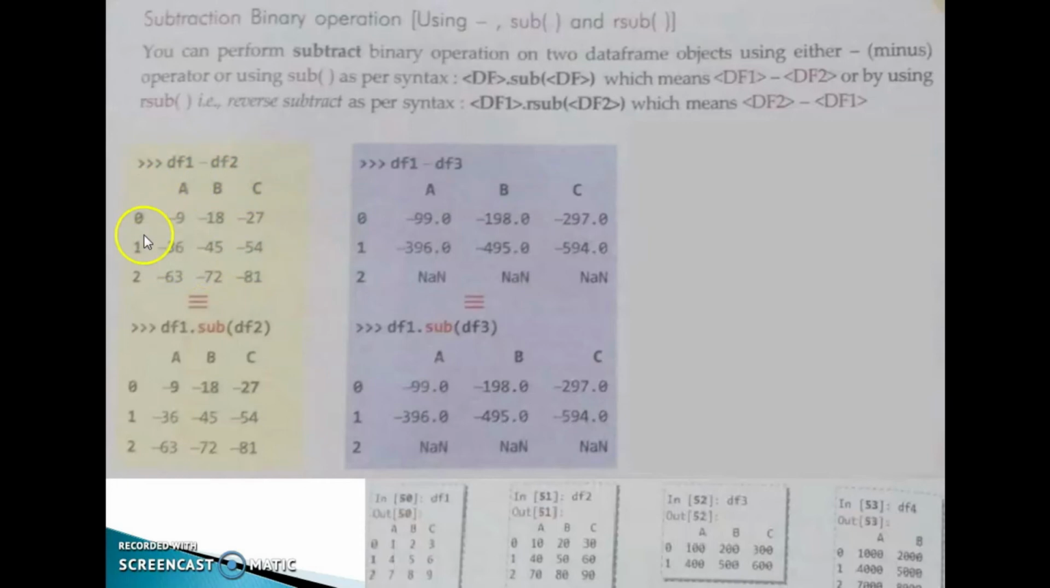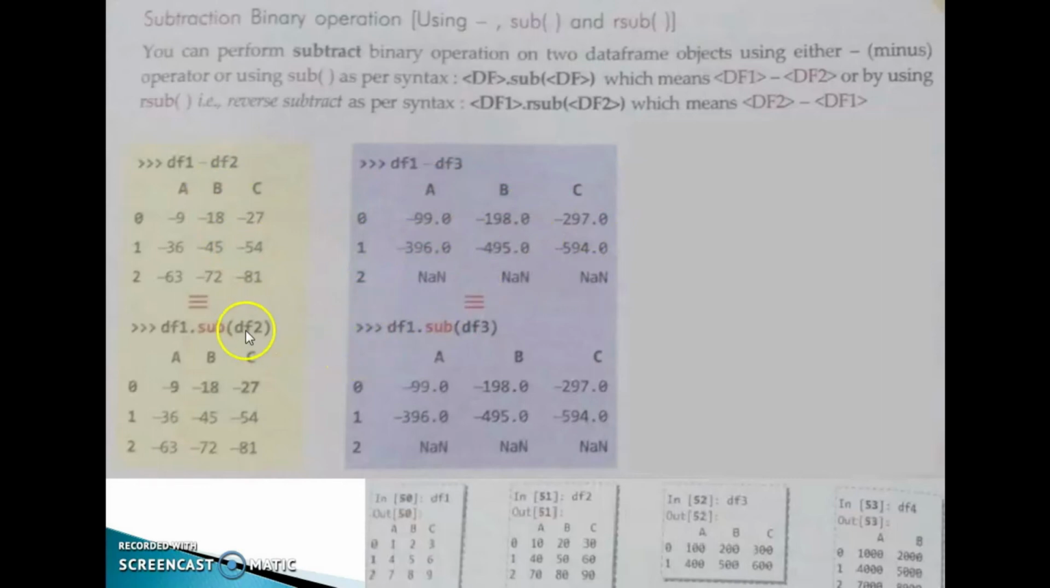Check this example, df1 minus df2. Automatically it will subtract from df1. Then df1 minus df3. It will subtract from df1. But here NaN values. Why? In this df3, index 2 is not there. So matching indexes are not there. So it will produce NaN value.